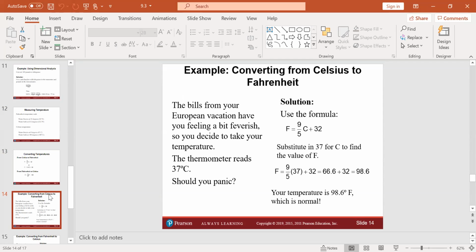So let's say the bills from your European vacation, I think that's probably a Chevy Chase reference. If you don't know what I'm referencing, that's okay. I reference a lot of things that nobody cares about anymore.